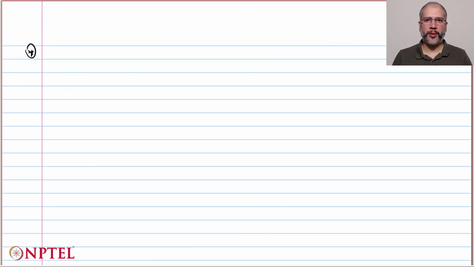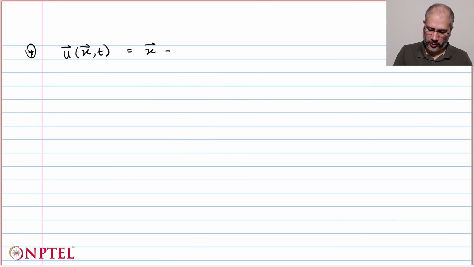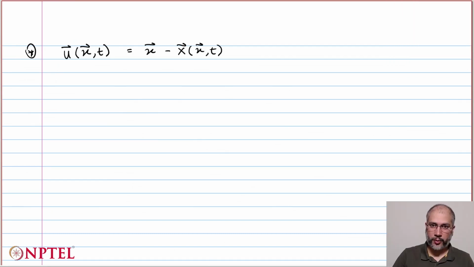If the situation demands, we sometimes have to express our displacement field in terms of its Eulerian coordinates. So in that case, we write the displacement field as small x minus capital X, which is a function of small x and time. So this is called the Eulerian description.